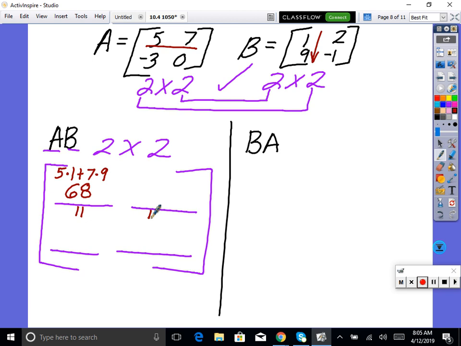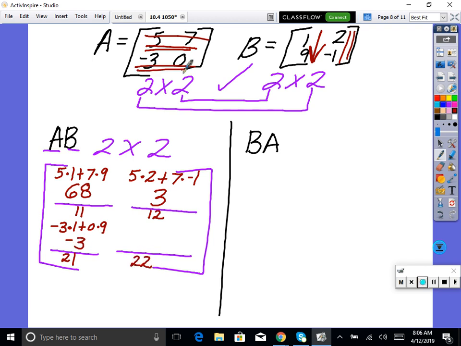Okay, now we're at the first row, second column. So that would be 5 times 2 plus 7 times -1. 10 minus 7, 3, okay? Now we're at the second row, first column, so I can cross that out. That would be -3 times 1 plus 0 times 9, which is -3. And then second row, second column: -3 times 2 plus 0 times -1, which is -6.